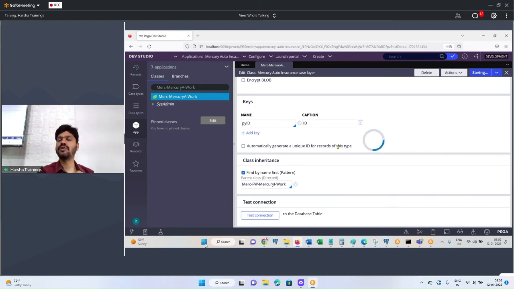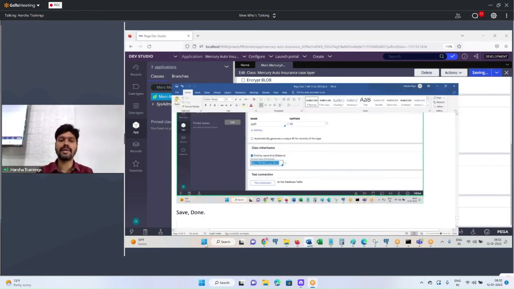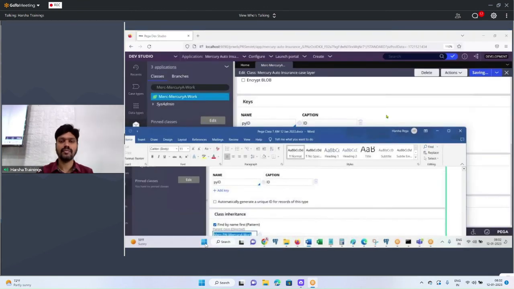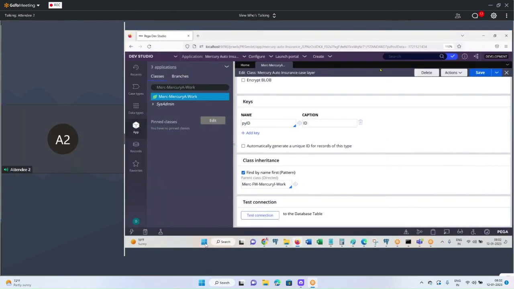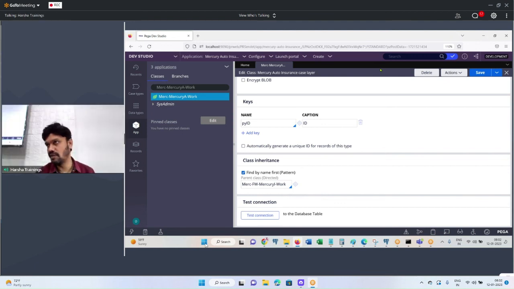What is the issue? Click the down arrow at parent class, direct inheritance. You are not at all seeing MERC FW work listed there. What was the reason? That's the question I'm asking. The reason is, while creating this application, you did not create it on top of the framework application.